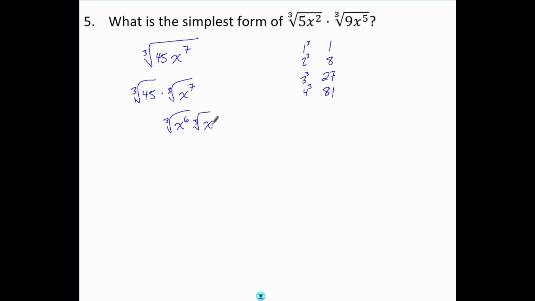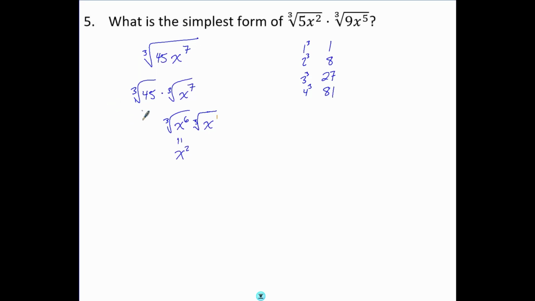Let me change the color there. So x to the 1st, there's a little 1 right there. And we have cube root of x to the 6th. Well, that's something where we just need to divide, just like our last problem. So 6 divided by 3 is going to get me x squared. And now cube root of x, that doesn't simplify anymore, so that's going to stay in the cube root.